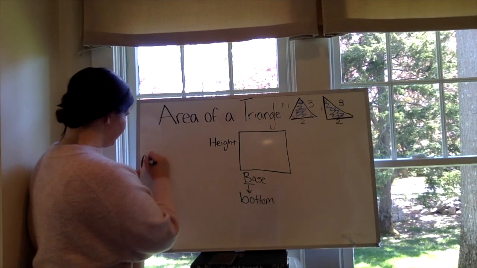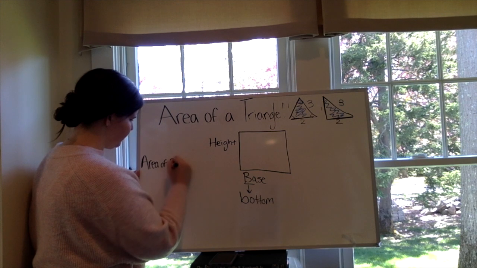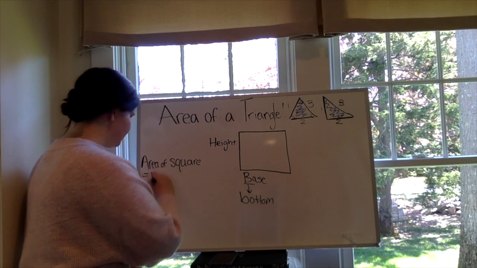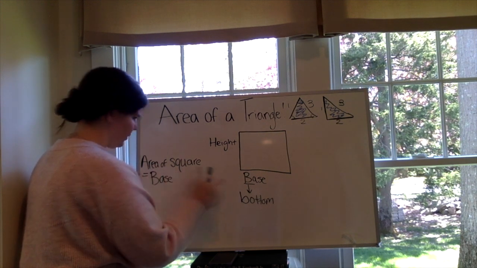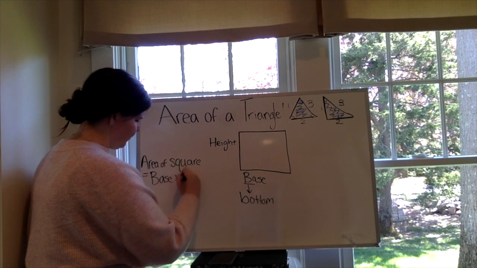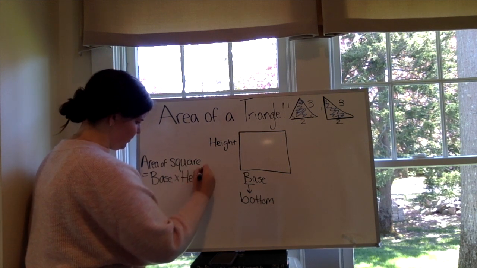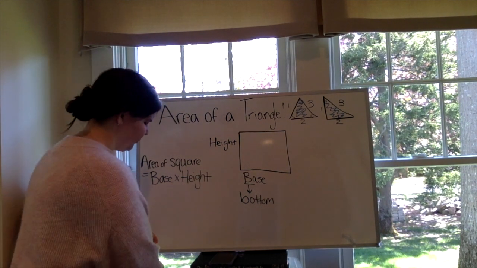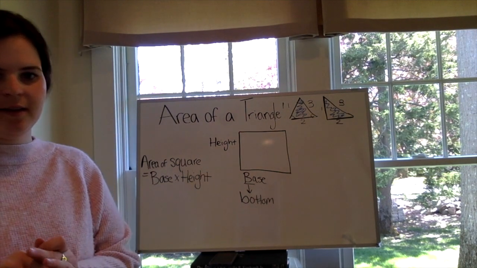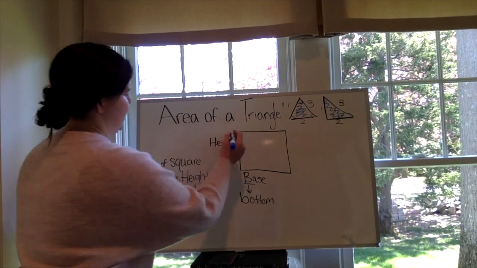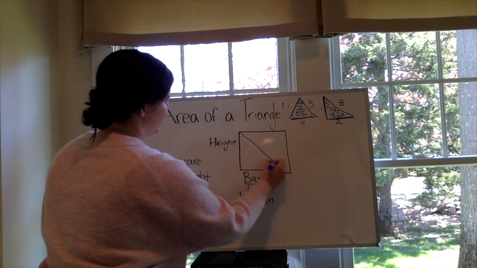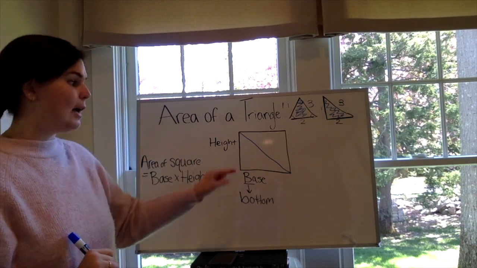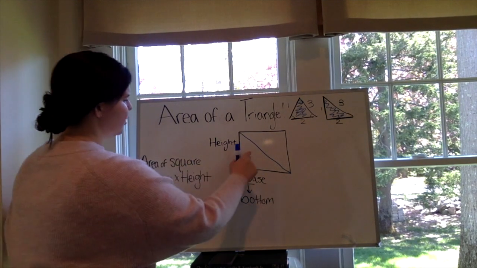And the formula for an area of a square is equal to its base, the bottom, times its height. Now, what's really cool is that if you divide a square by drawing a diagonal line across the middle, what do you see? If you guess two triangles, you're right. So we have two triangles.